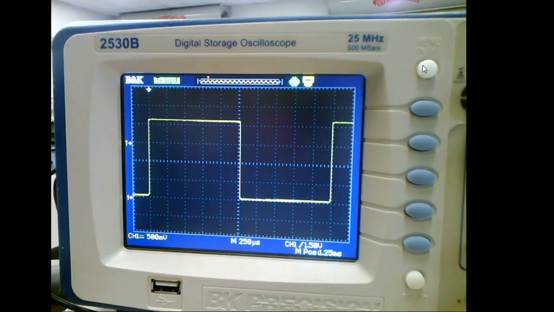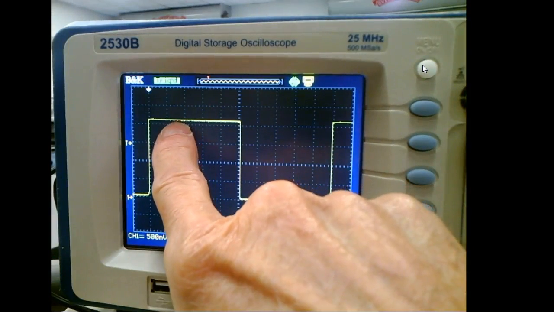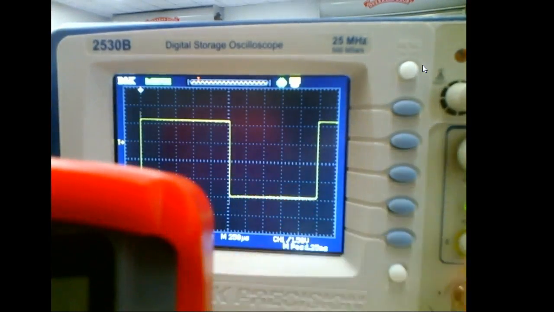It looks like it's a little over. Let me adjust the output just a little bit. Nope, that's as low as I can go. I don't know if you can see it or not. It's a little over that. So this is what the meter's measuring right here. About 1.2 volts. Right.